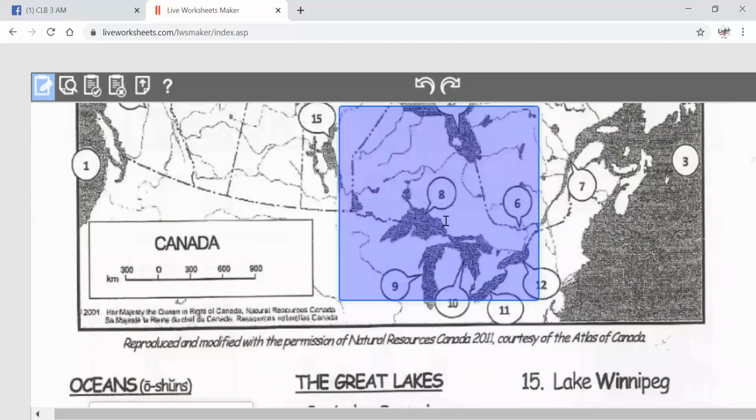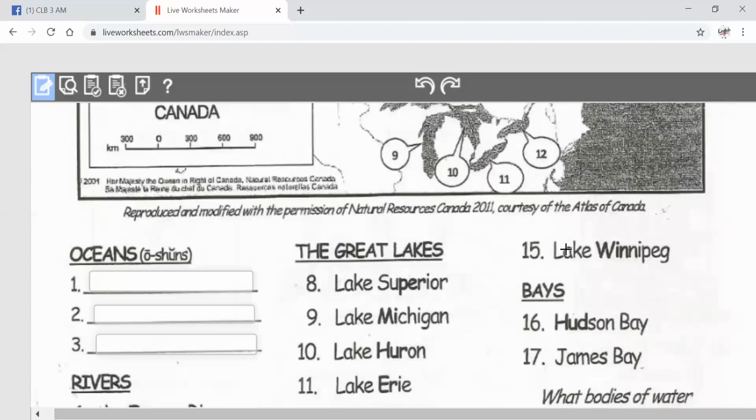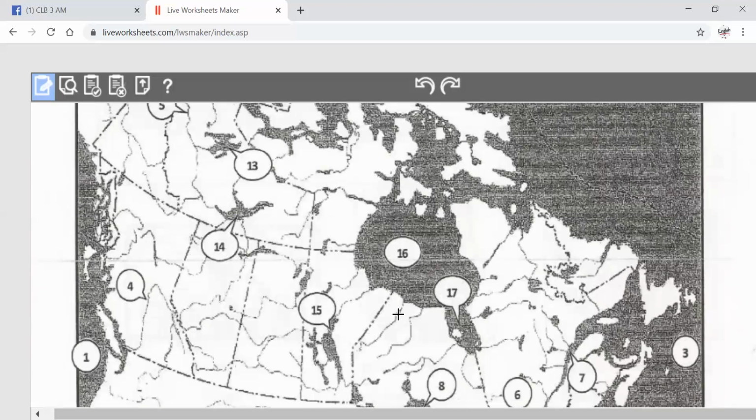All right, we have bays. What are bays? Let's take this out. Bays are, for example, areas of water that have 3 sides of land and 1 side water. You see? So for example, we have 16 Hudson Bay. This is a bay over here. This is a bay.